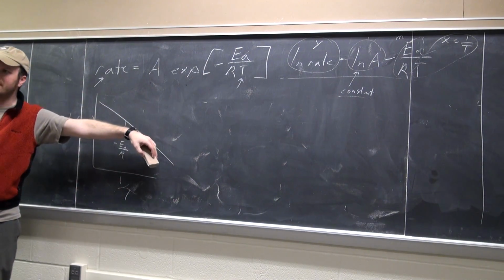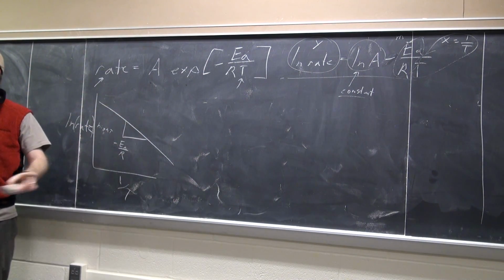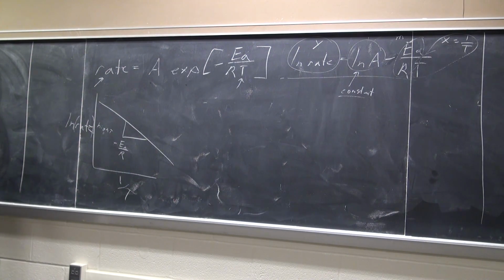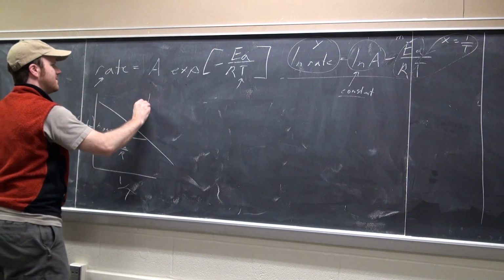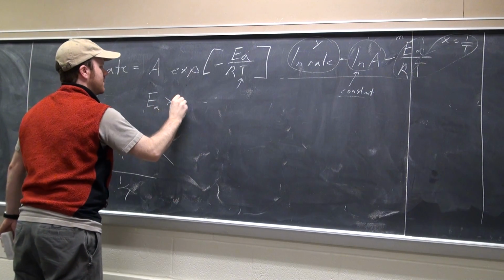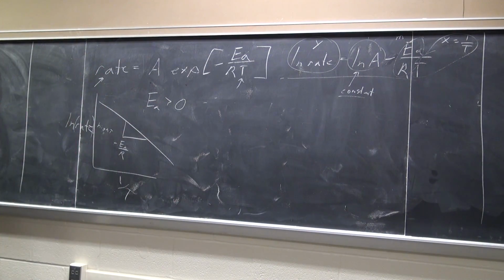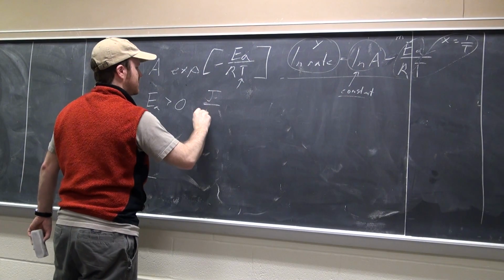Negative slope, right? EA is going to be positive or negative? Always positive. What are the units on activation energy? Go ahead. Great. Joules per mole.